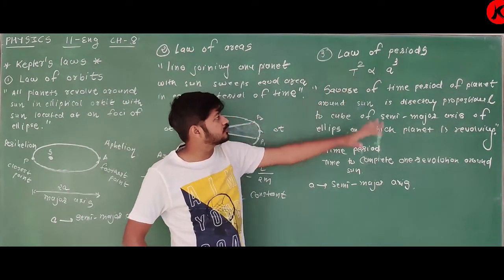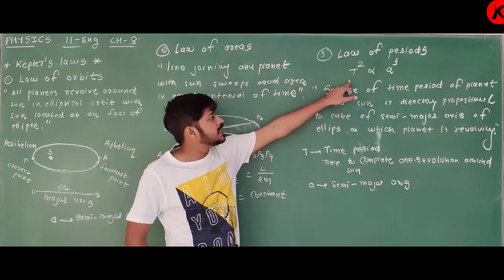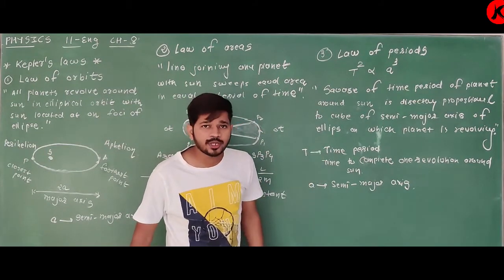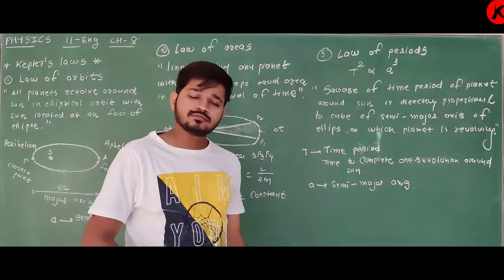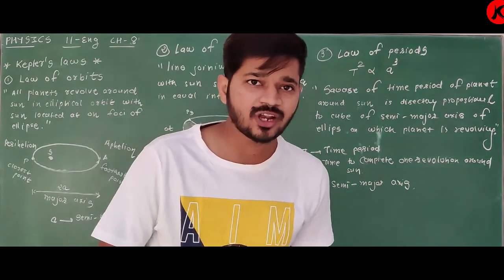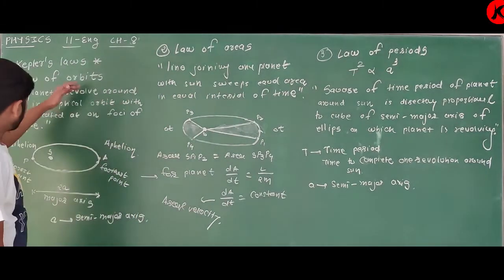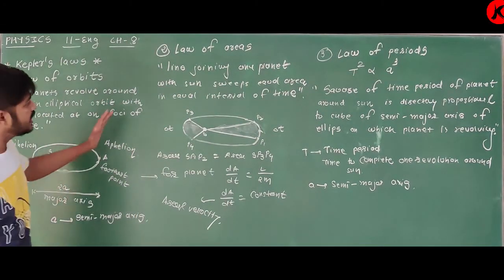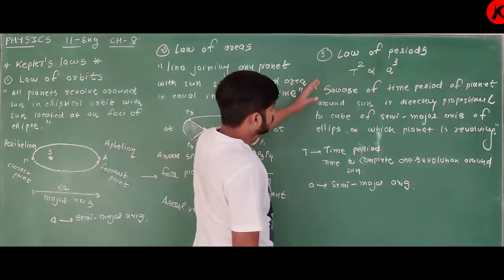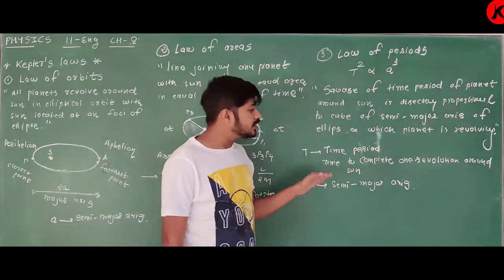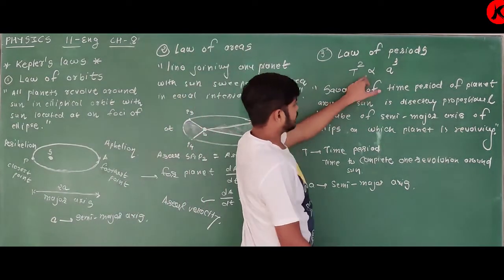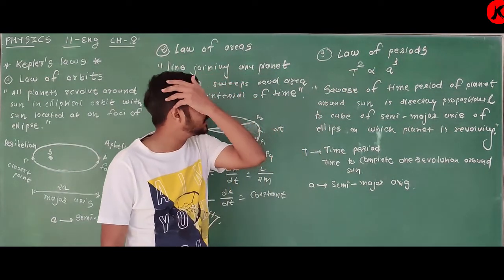T square is proportional to A cube. This is for an elliptical orbit. For a circular orbit, we will prove it in this chapter. This first law is already given, this second law we have proved in chapter number 7, and this third law, the law of periods, we will prove in this chapter. We will prove the statement that T square is proportional to A cube.